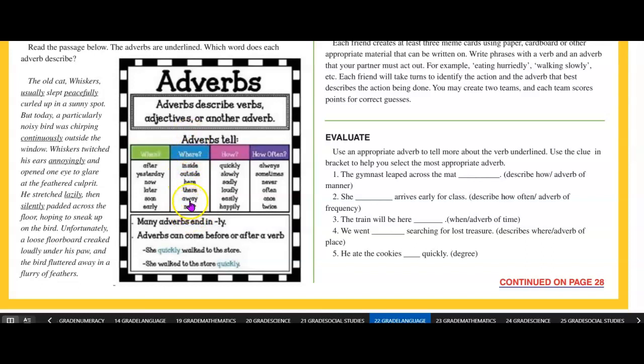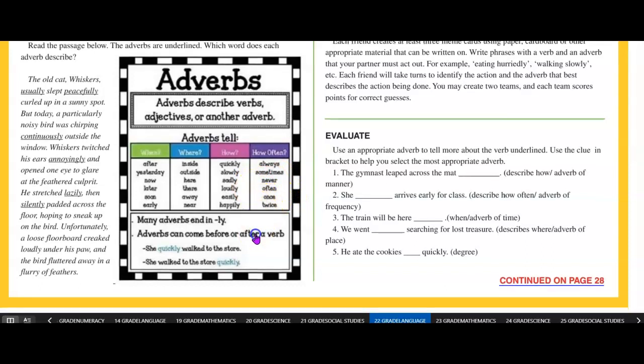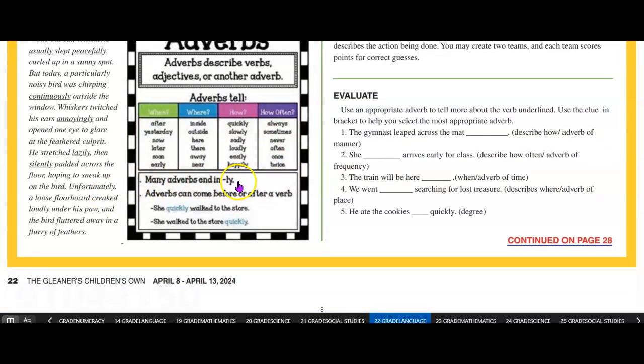Adverbs of place. How? These are adverbs of manner. Quickly, slowly, sadly, loudly, easily, happily. How often? Always, sometimes, never, often, once, twice. And some people might describe this as adverbs of frequency, telling us that it's always done, sometimes, never, often, once, twice. Okay? Many adverbs end in ly, and these are the ones here, adverbs of manner.